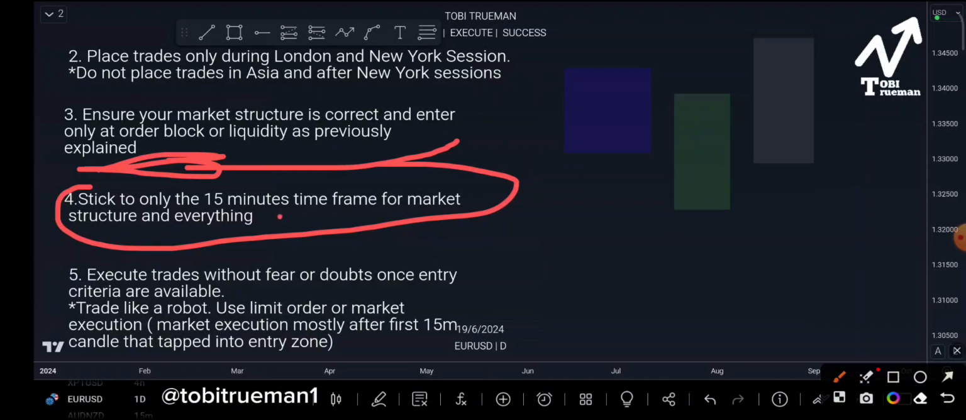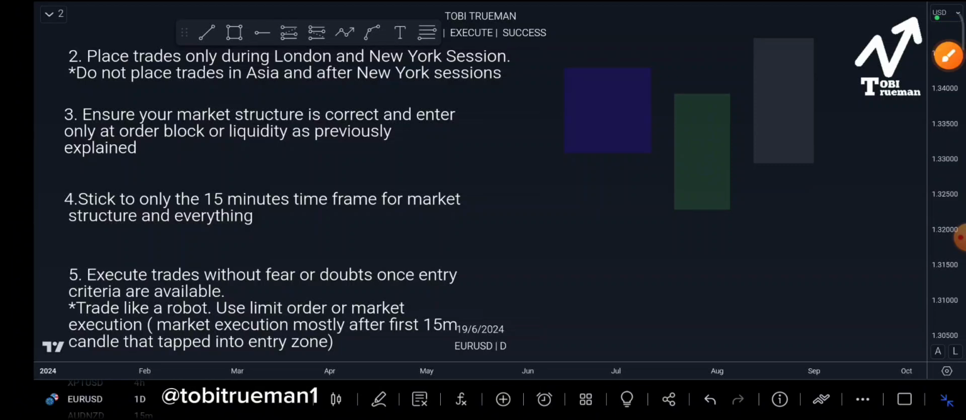You just have to stick with one. You don't have to be going from 15 minutes, 1 minute, 5 minutes, 4 hour, 1 hour. All of those things can be confusing. Stick with the 15 minutes time frame. Wait for price to get to your entry point, and then you can trade accordingly.